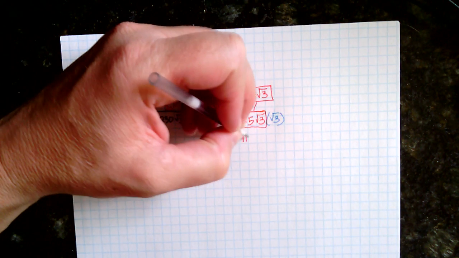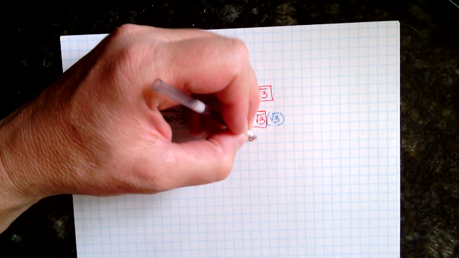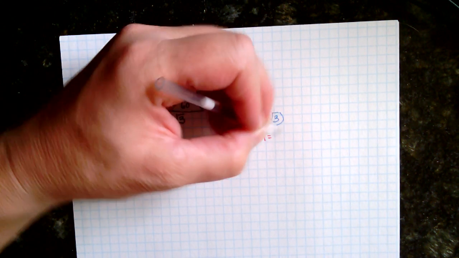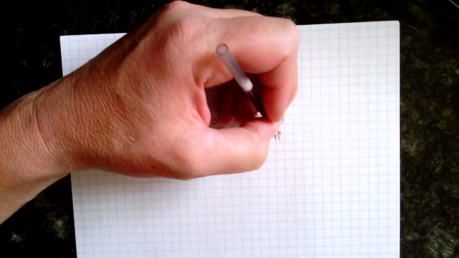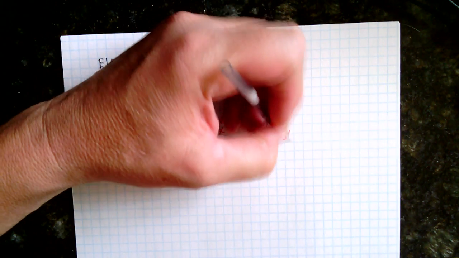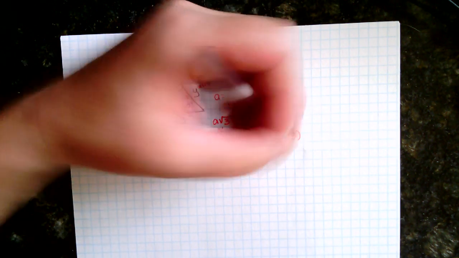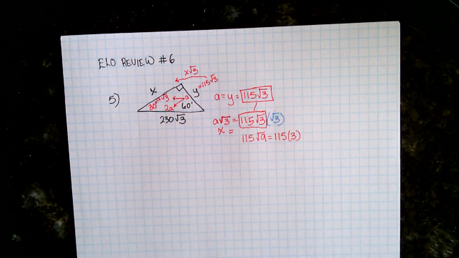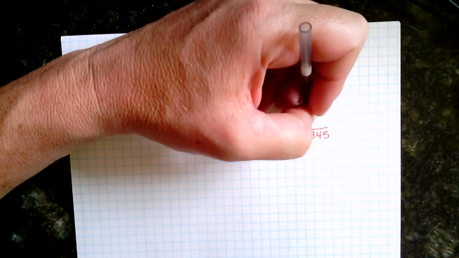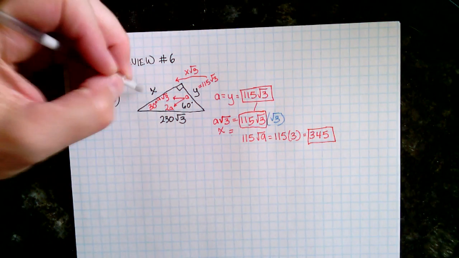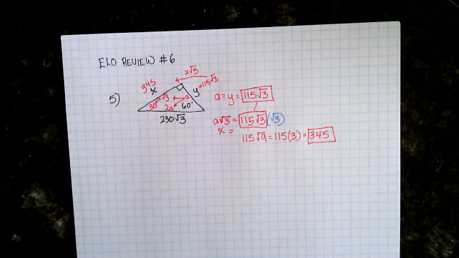So this becomes 115 root 9, which is 115 times 3. I don't know what that is off the top of my head. 345, I think. 115 times 3. So this is 345.